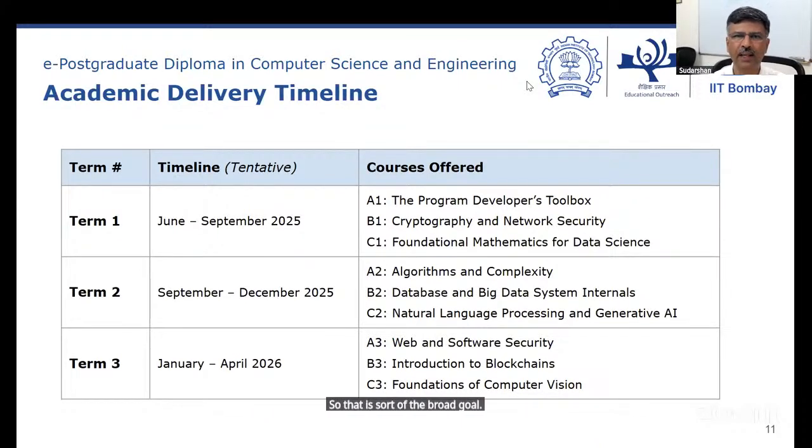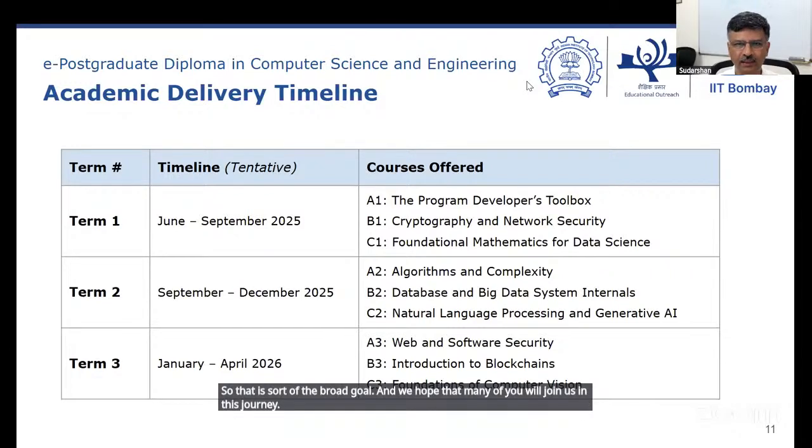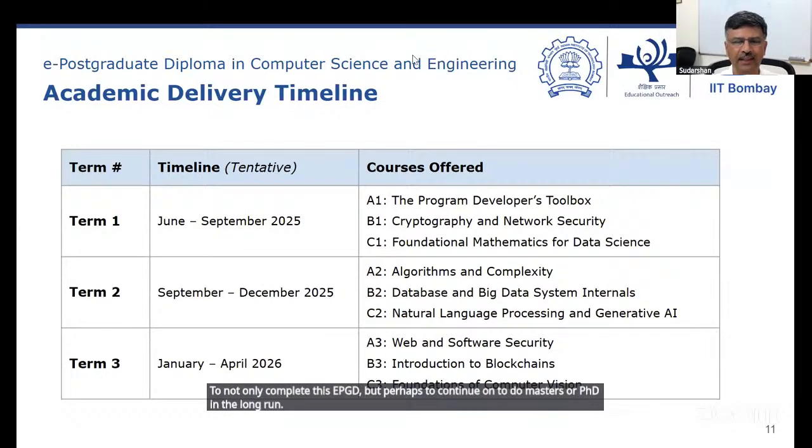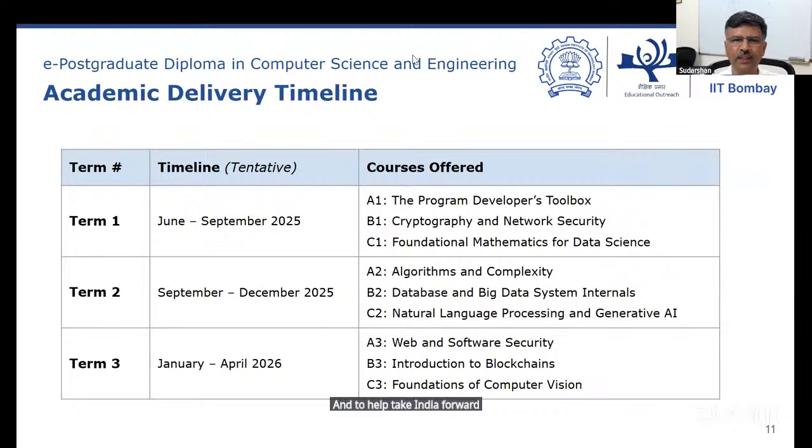And we hope that many of you will join us in this journey, to not only complete this ePGD, but perhaps to continue on to do masters or PhD in the long run, and to help take India forward in the technology area.